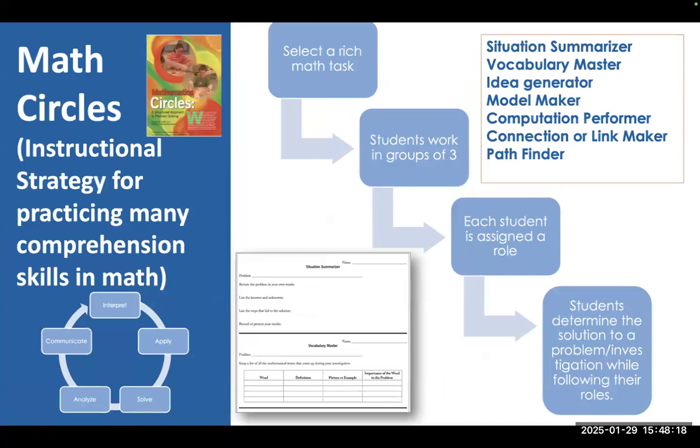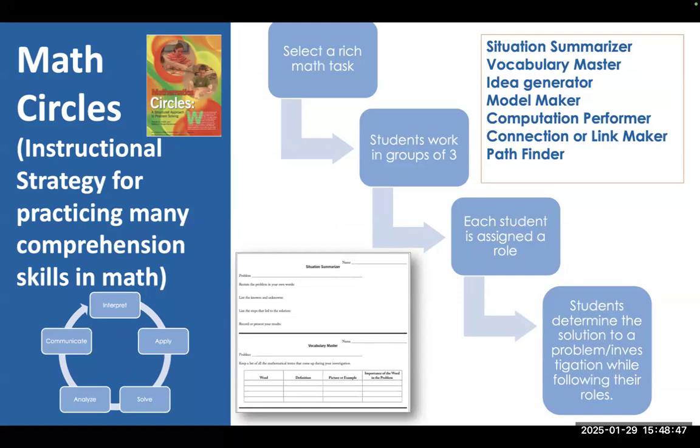Another thing that we can do during lessons is to try different instructional strategies that require students to practice multiple comprehension skills. One of those could be something like a math circle. This is very parallel to what we know in literacy as a literacy circle, where students work in groups.